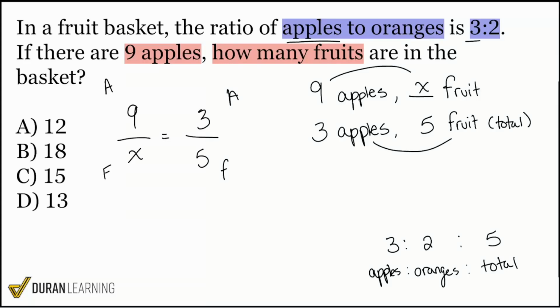But let me go ahead and just take a moment to cross multiply and divide. X times 3, 3x. 9 times 5, that's 45. Everybody, what am I going to do to finish this off?